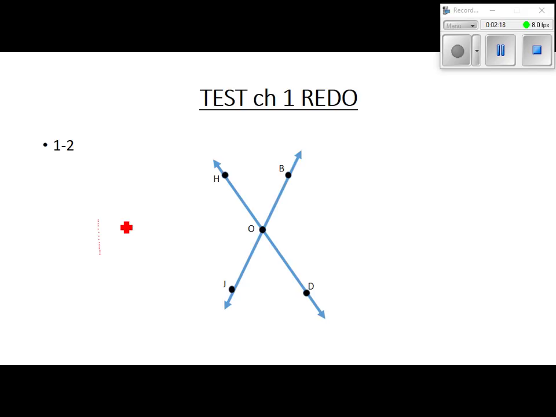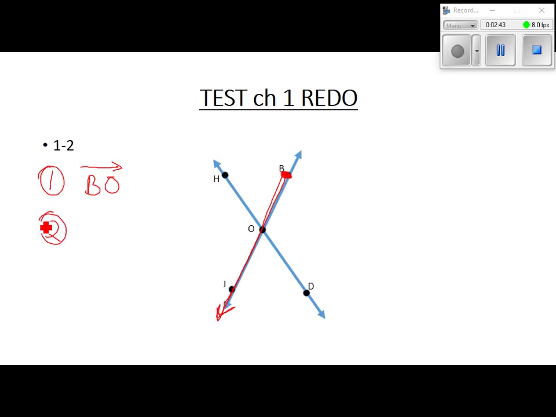Question number one says, what is another name for Ray BJ? So we have Ray BJ. That means it starts at B and goes out through J. Another way that you could name that ray, you still got to start at B and you're going out this way. Well, instead of using J, you could use O. So Ray BO.